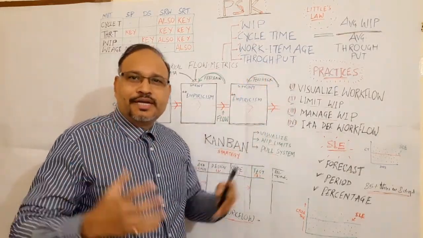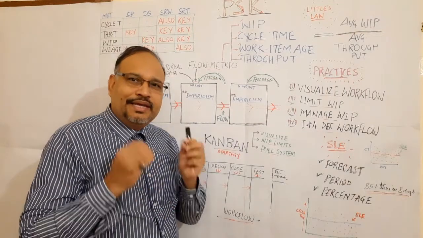Throughput is the number of work items or PBIs which get completed in any unit of time.